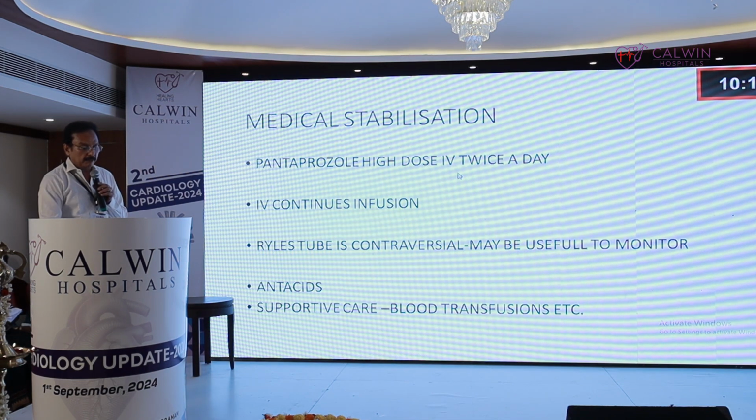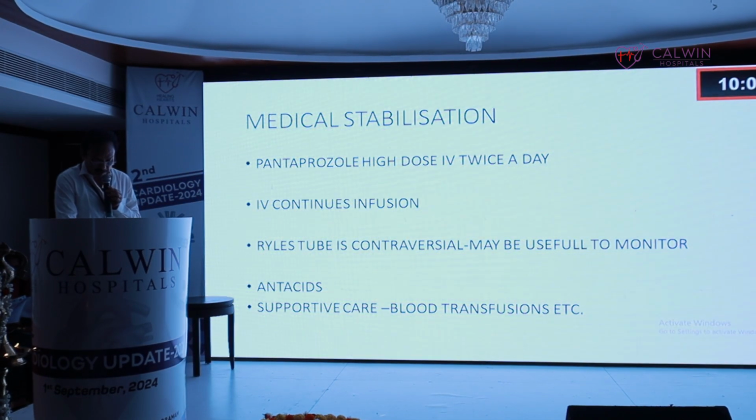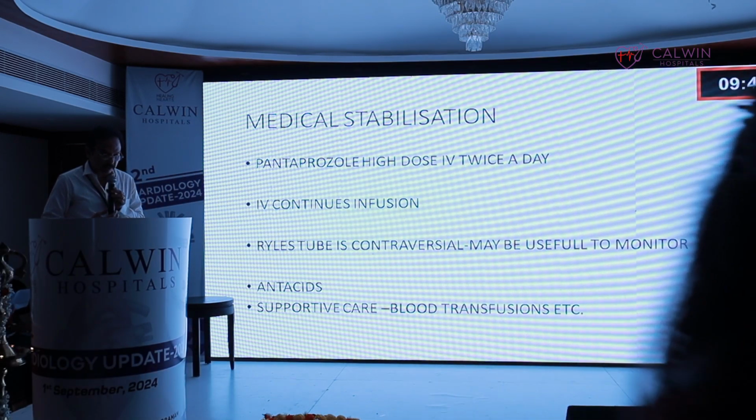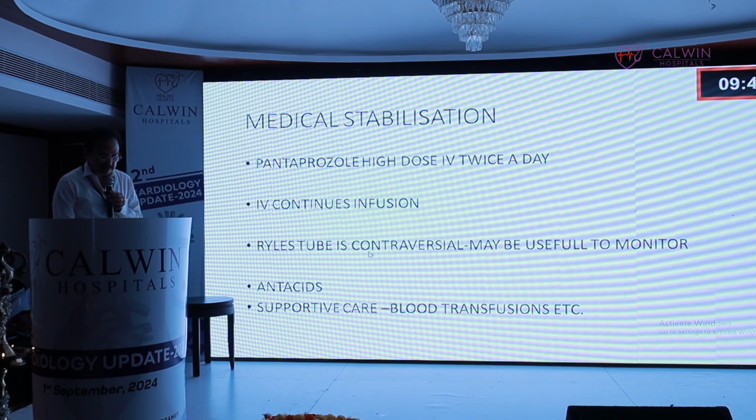And they treat accordingly. And very, very important, which anybody can do, even cardiologists, general practitioners, surgeons, medical stabilization is the first part which saves a lot of patients. It is not a must that you should immediately jump in for any aggressive treatment. Pantoprazole in high dose is very strongly recommended, either as high dose twice a day or continuous infusion. Ryle's tube may be useful to monitor GI bleed, but it is still controversial. Other supportive care like antacids and blood transfusions is a must. This saves almost 95% of patients with upper GI bleed.